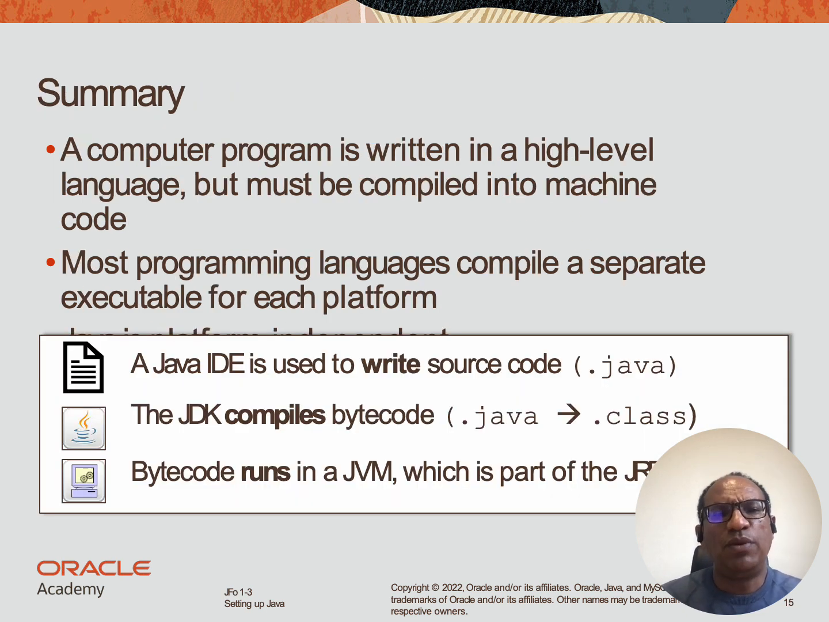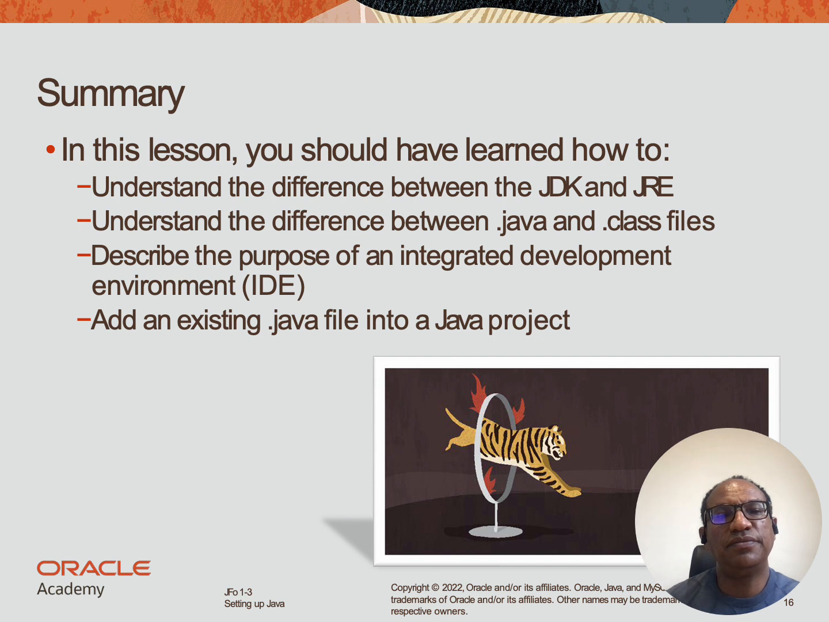Let's recap. We now know that Java code must be compiled into bytecode. It's platform independent. A Java IDE can write the source code. The JDK will compile the bytecode. Finally, the bytecode will run in a JRE within the JVM. Congratulations on finishing the module. We understand how to set everything up. Thank you.